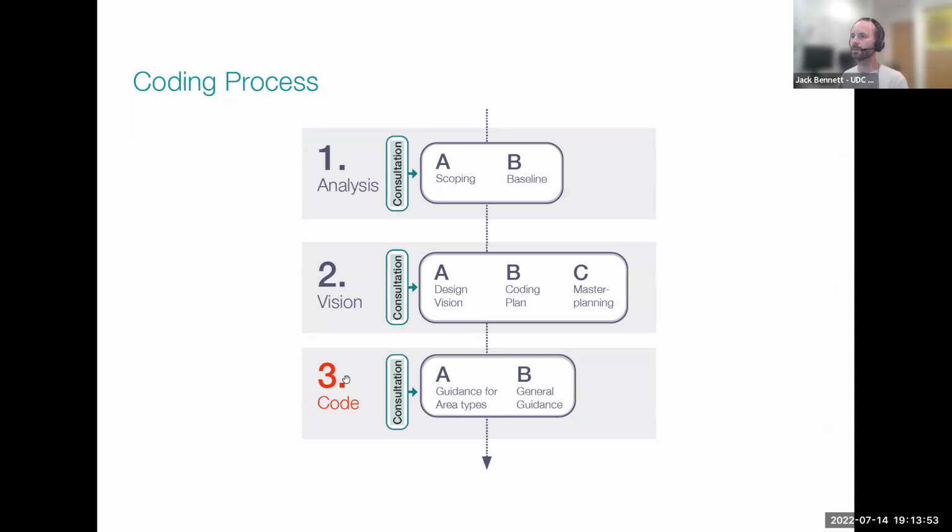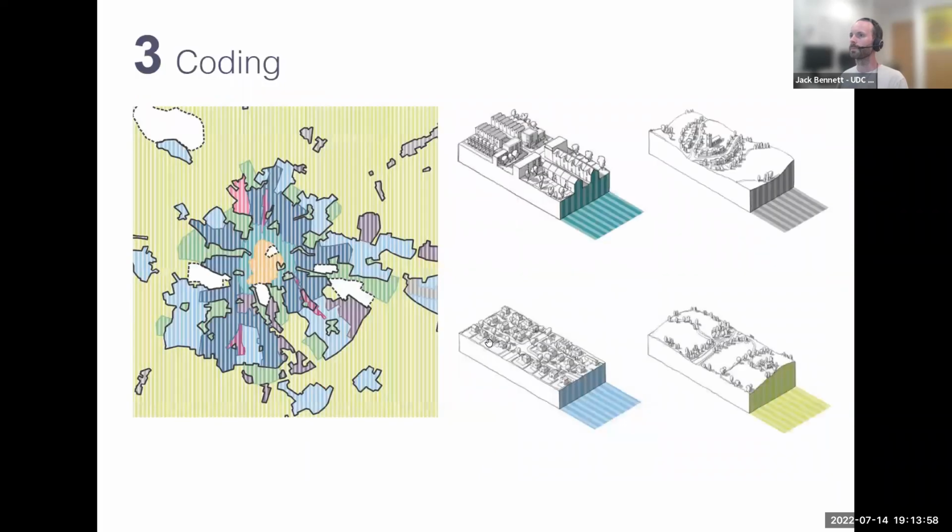Last stage then, the coding. So the National Model Design Code aims to come up with area types that could be mapped to a plan of the district, which we may or may not go down that route. But the principle of this is that the codes and the design principles should be tailored to specific conditions, existing conditions, or the type of new development.